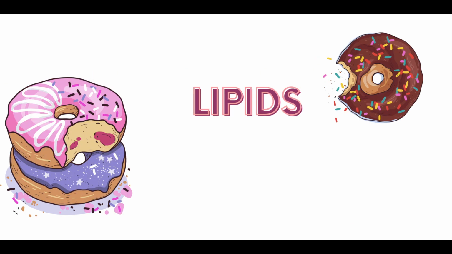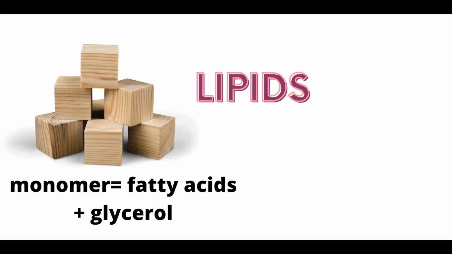So next we have our lipids, and remember that the monomers of the lipids are fatty acids and glycerol. These are the building blocks of lipids. It's what makes up the lipids. So we're going to go into a lot more detail with the lipids because there's a lot to know here. So hang in there, guys. If you're not already bored, you might just get bored here. So just hang in there.